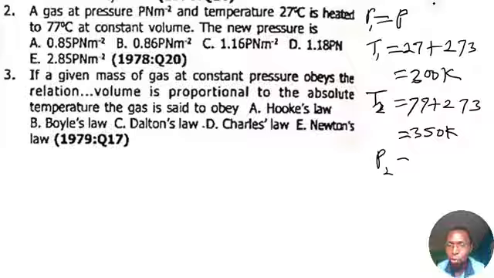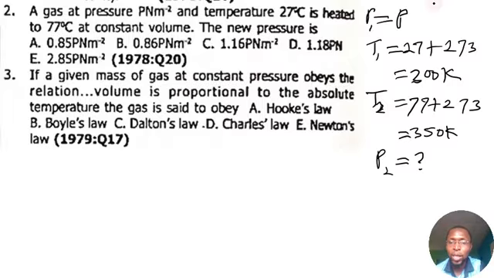P2 is unknown. We don't know it. That's a question mark. Our P2 is the unknown part of the question, what we have to find. So now, which of the laws work with this? The one where you have pressure and temperature, and volume is kept constant. Which law is this? This is the pressure law.